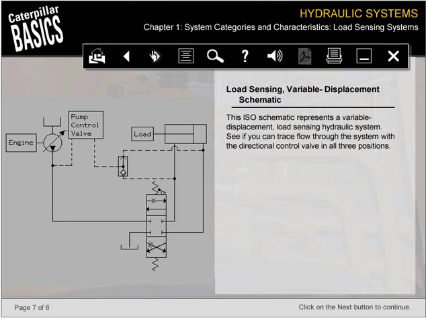This ISO schematic represents a variable displacement load sensing hydraulic system. See if you can trace flow through the system with the directional control valve in all 3 positions.